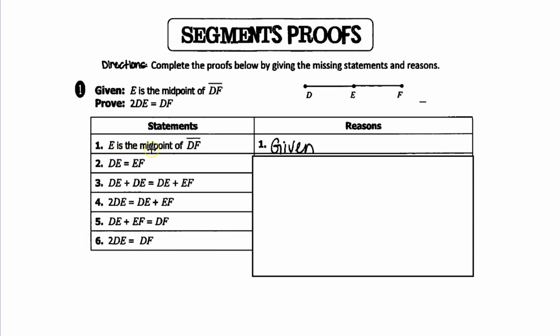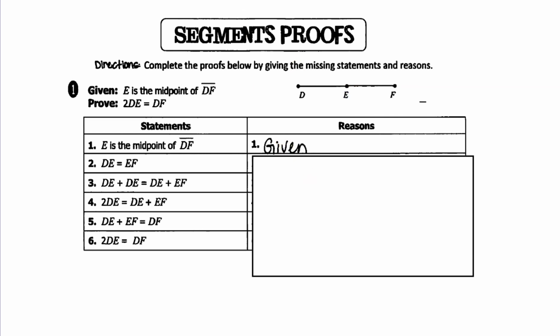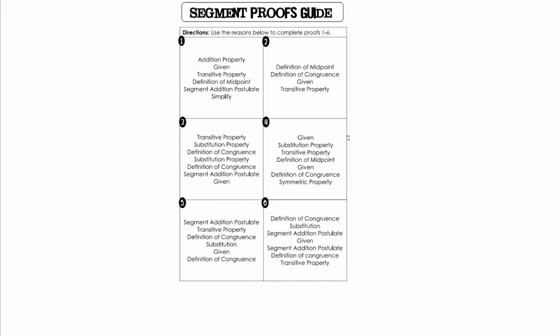All right, DE equals EF. Why does DE equal EF? Well, isn't that because this is the midpoint? E is the midpoint, so it would just be the definition of a midpoint. So let's go back to our guide here. Oh, look, a definition of a midpoint. It could be this one here.